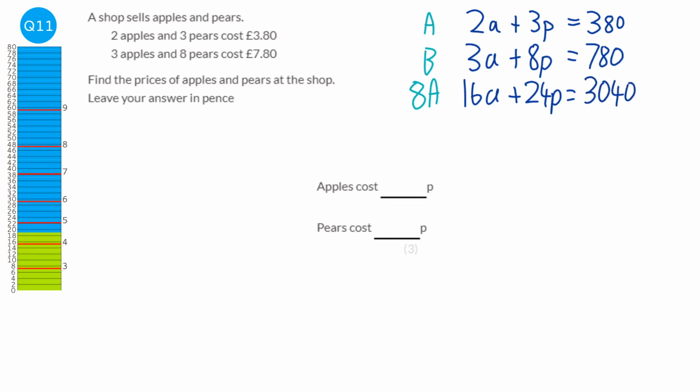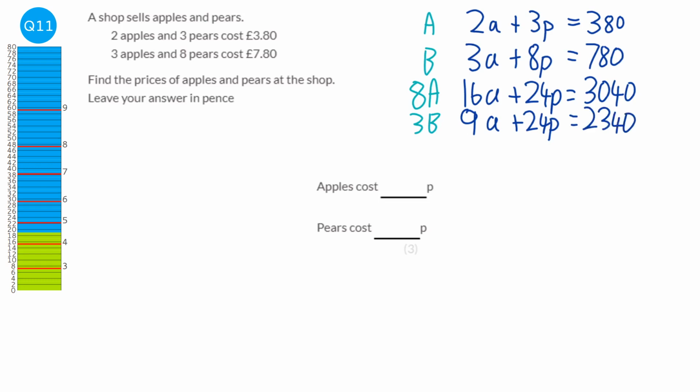And we're going to do the same with B, but this time we're going to times it by 3, so we're going to have 3b. And we're just going through everything here and timesing it by 3. So 9a plus 24p, which is good, that's what we wanted. And 780 times 3 is 2,340.